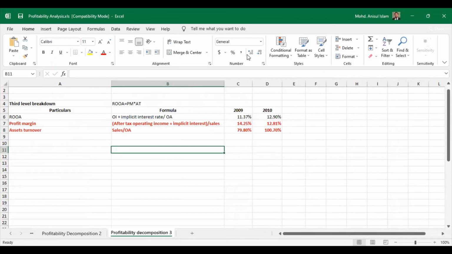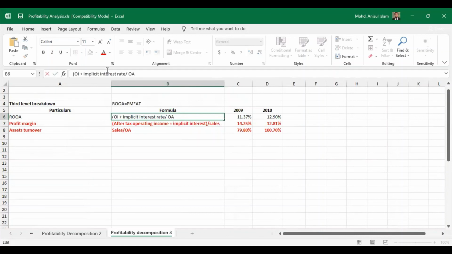So again, let me remind you what we are doing. Let me make it more precise. We are taking the after-tax adjusted operating income, and in a similar context, we are adding back the implicit interest cost. We take the summation of these two, the after-tax adjusted operating income and the implicit interest cost, and we divide this number by total operating asset.